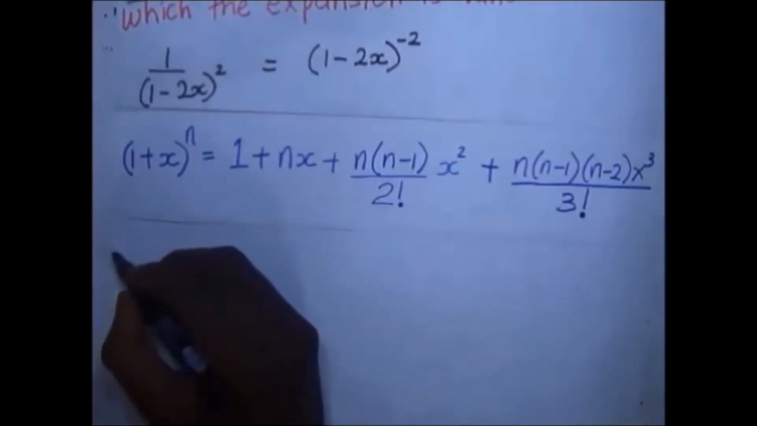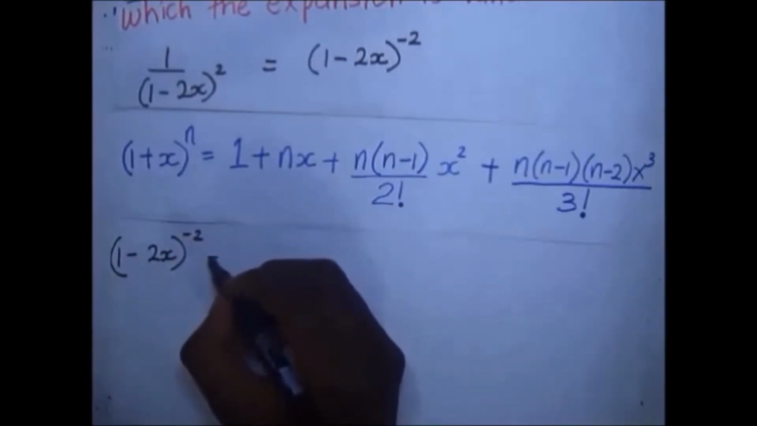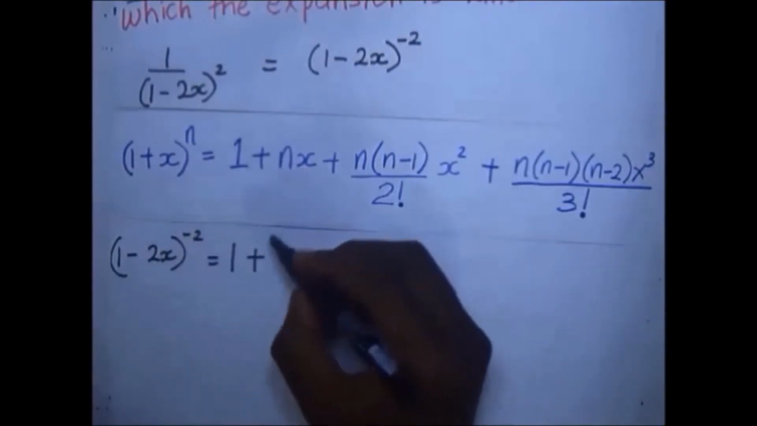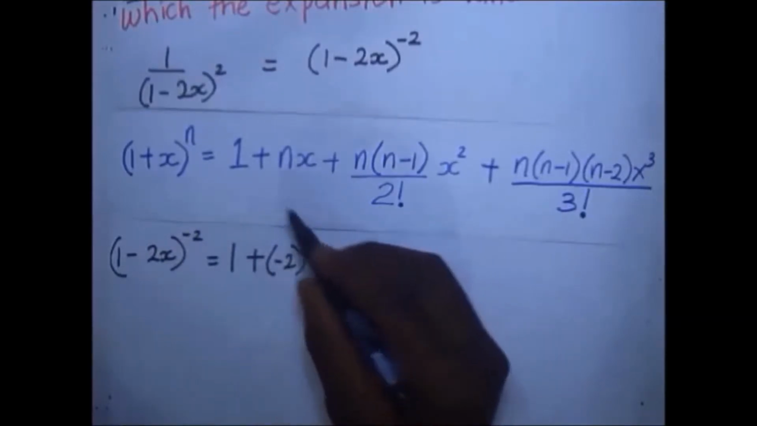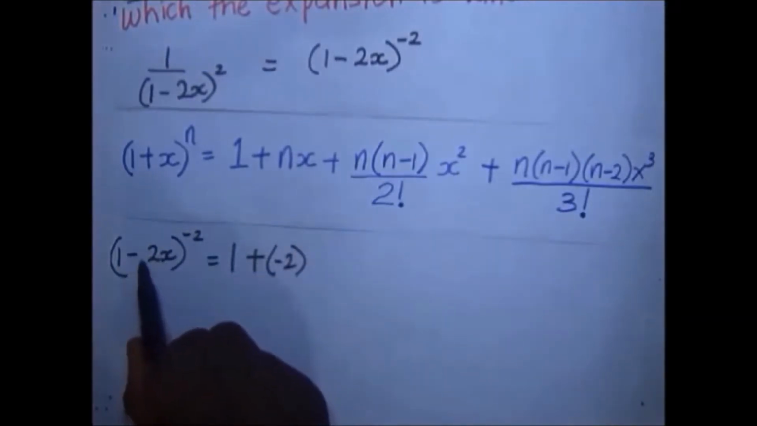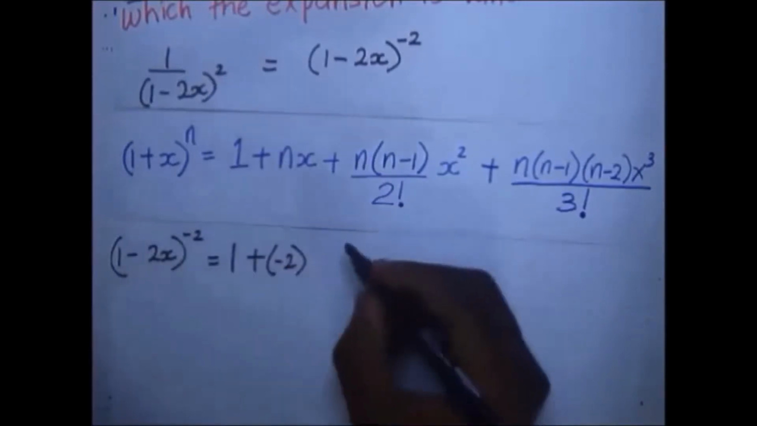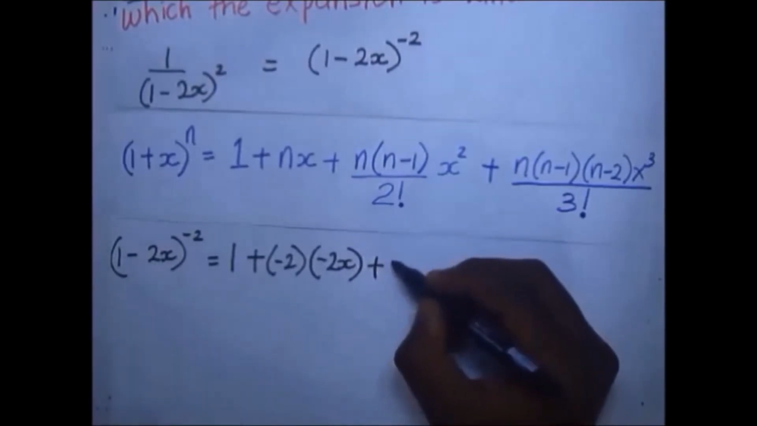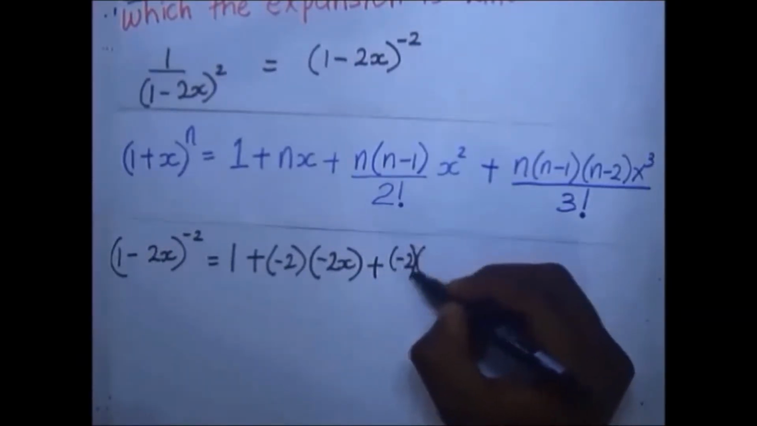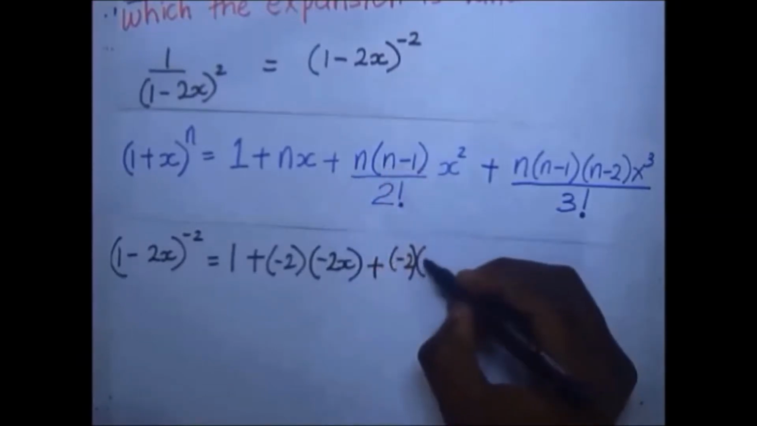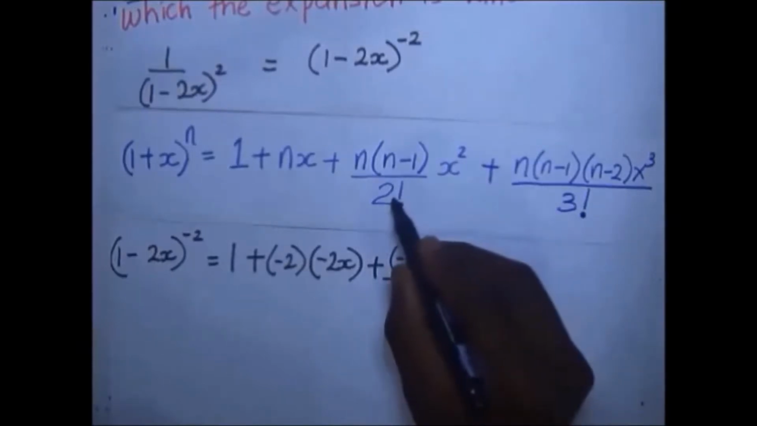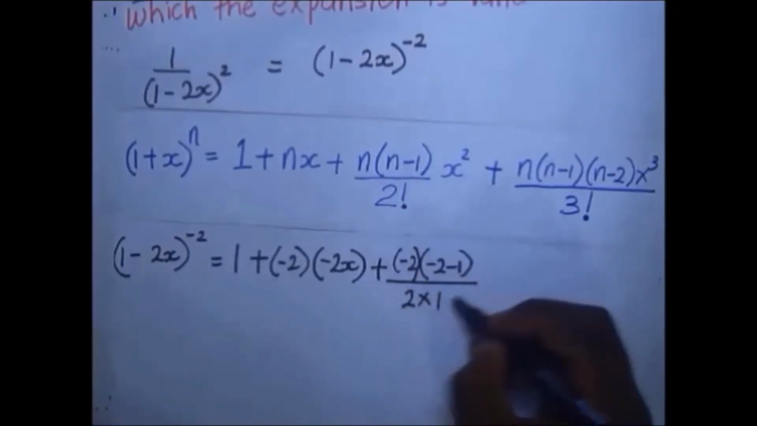So meaning, in that case, 1 minus 2x to the power negative 2 is going to be equal to 1 plus nx. What's the value of n? It's negative 2. So it's negative 2 times x. Now our value of x is negative 2x. All this is the value of x. So it's times negative 2x plus n, which is negative 2, into n minus 1, which is negative 2 minus 1, over 2 factorial. 2 factorial is 2 times 1.